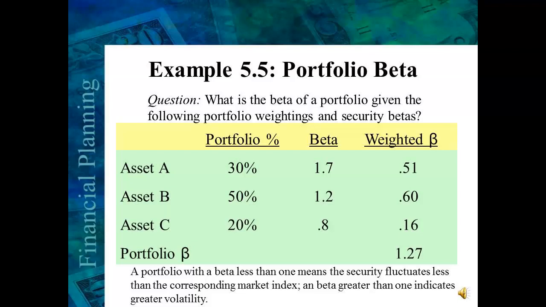Question: what is the beta of a portfolio given the following portfolio weightings and security betas? The beta of this portfolio is equal to 30% times asset A's beta of 1.7 plus 50% times asset B's beta of 1.2 plus 20% times asset C's beta of 0.8. The beta of the portfolio is 1.27. Remember, a beta less than 1 means the security fluctuates less than the corresponding market index. A beta greater than 1 indicates greater volatility.